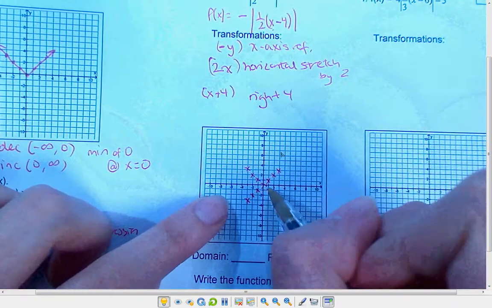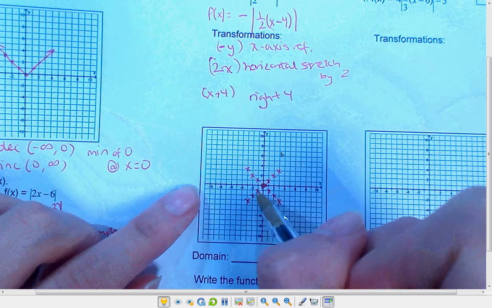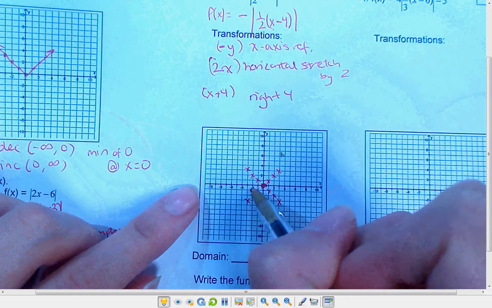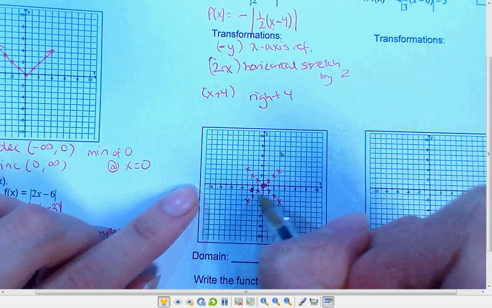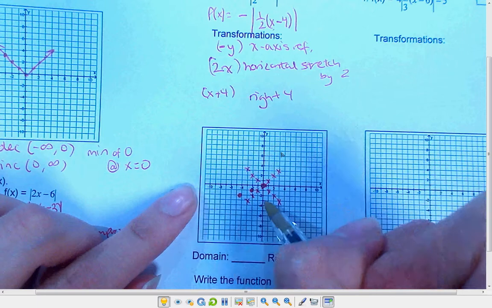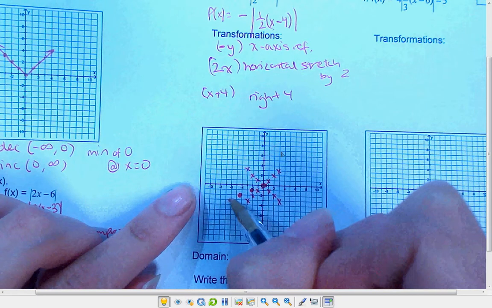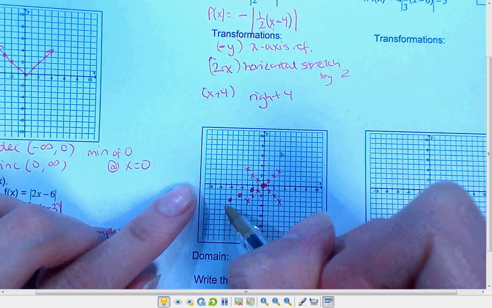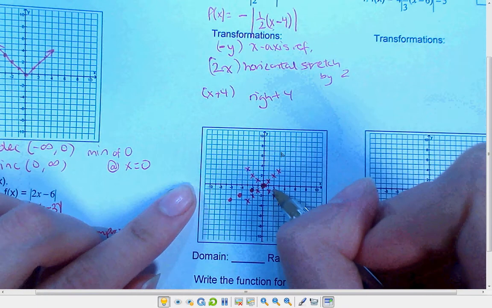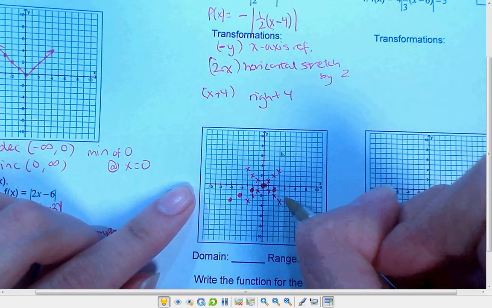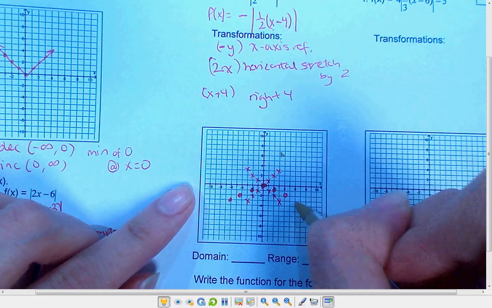So each of my x's, 0 still stays 0. This right here is 1. We want to stretch it out to 2. This one's at negative 2, we want to make it negative 4. Negative 3, we want to make negative 6. So see how they've all been stretched out. Same thing on this side. It was 1, now it's 2. Was 2, now it's 4. Was 3, now it's 6. We're multiplying everything by 2.